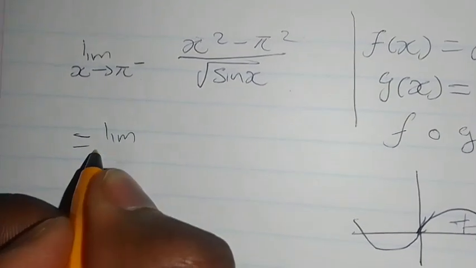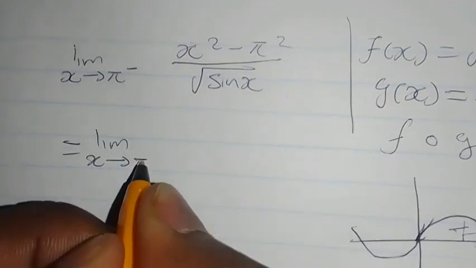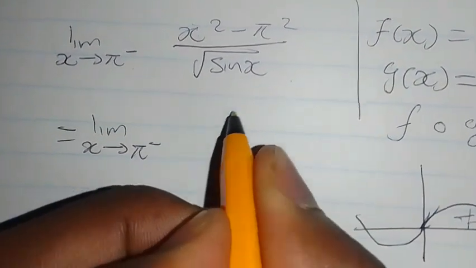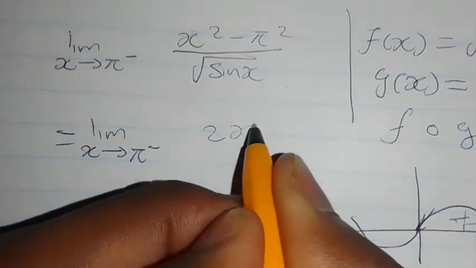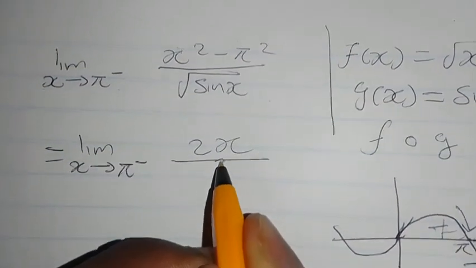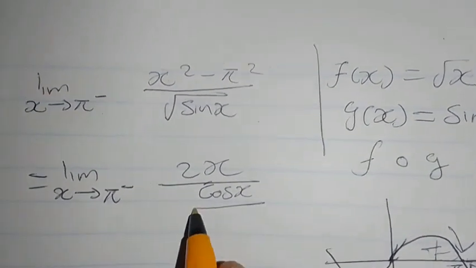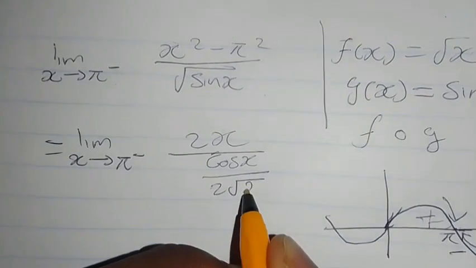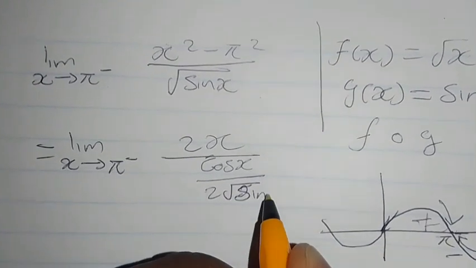So you're going to have the limit when x approaches pi from the left of, if you differentiate the numerator, you're going to have 2x. And if you differentiate the denominator, you're going to differentiate the inside, which is cos x. When you differentiate the inside, you're going to have cos x. Then you divide by 2 the square root of that function. So you're just going to have 2 the square root of sine x.